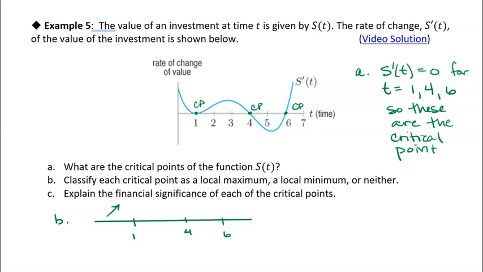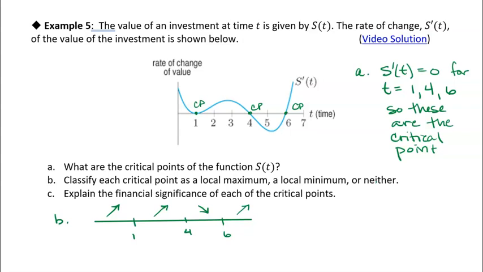So I'm going to mark, for t less than 1, the values of S prime are positive. That means that S is increasing. The value of the stock is increasing there. Now it does hit 0, but then it stays positive. So S prime is still positive between 1 and 4, and so that means that the value of the investment is still increasing. But between 4 and 6, you can see that the value of the derivative is negative, so that's telling us that the value of the investment decreases in that time interval. And then after t equals 6, it's increasing again.